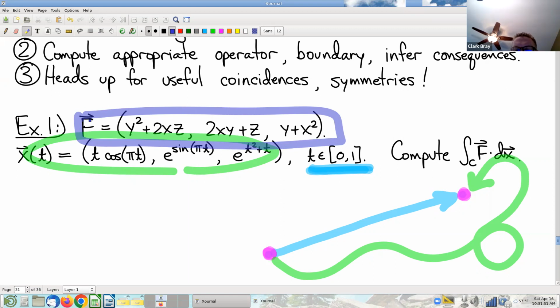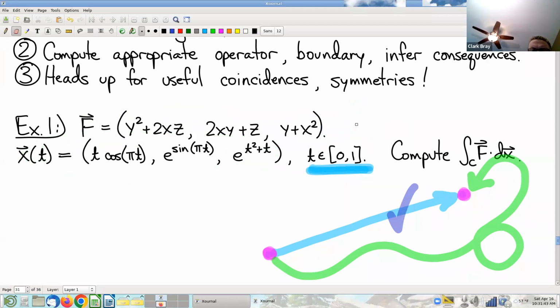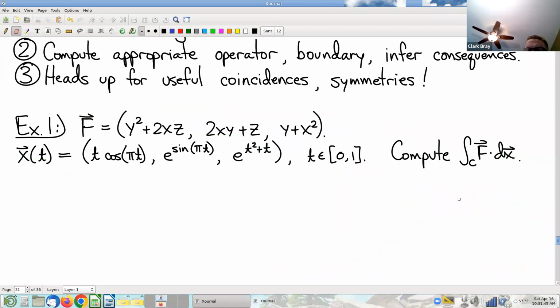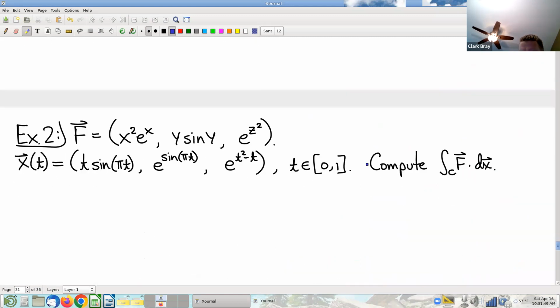But again, if you want to do it this way, also fine. I do think that's going to be more work, though. So I encourage fundamental theorem of line integrals. Okay, so that's the analysis on that question, and I'm going to move on now to the next question.